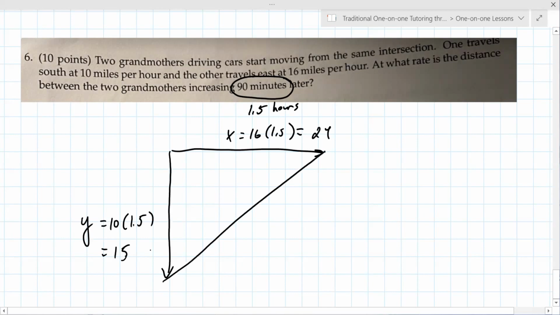And so you can figure out how far apart they are. That's 15 squared plus 24 squared, square rooted. I don't know if that even works out nicely. It does. This is a 5, 12, 13 triangle with a multiple of 3.